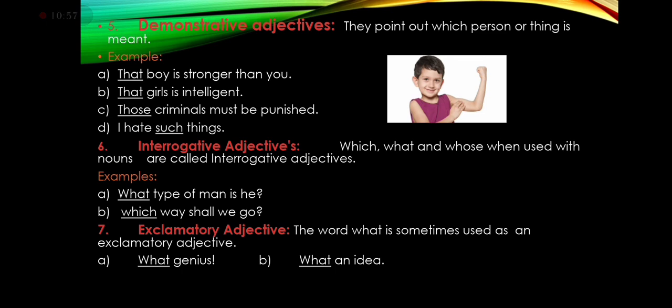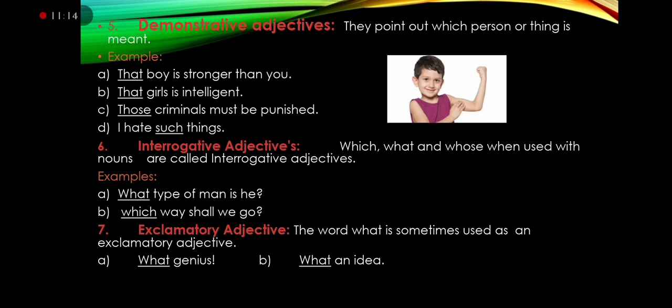Now the next one is interrogative adjectives. Which, what, and whose, when used with a noun, are called interrogative adjectives. What type of man is he? Which way shall we go? These, what and which over here, are interrogative adjectives.